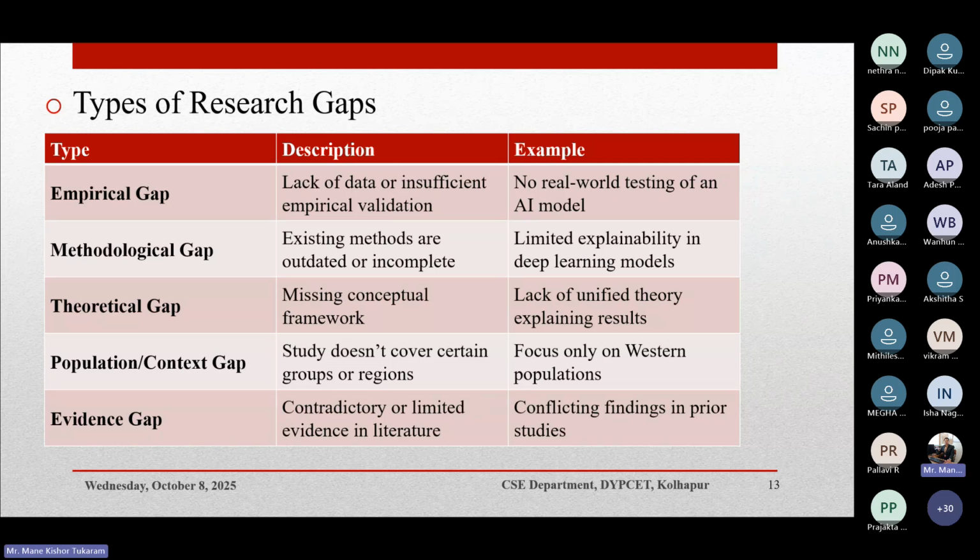Or what are the outdated contents which are used inside that method? Okay. So for example, limited explainability in the deep learning model. So this is the gap. Or if you find less accuracy related to your model, so this is also a gap.